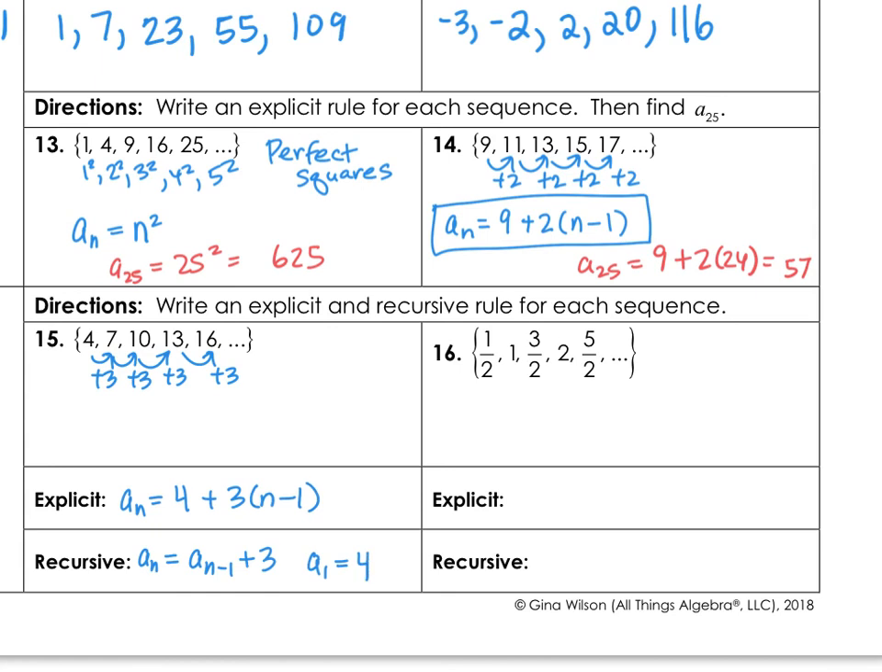Okay, as far as this next one, this looks like they're adding 1/2 each time. A lot of times this is hard to see when you have fractions. So what you can do is rewrite all of these to have the same common denominator. Sometimes that helps to see what it is, because when they simplify them, it's more difficult to see. So notice on each one of these we're adding 1/2. That means our explicit one means we're starting with 1/2, and then we're adding 1/2.